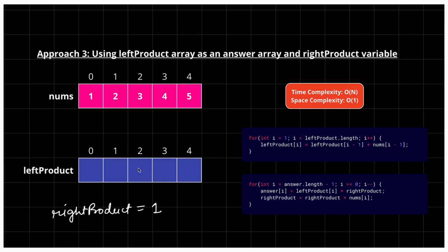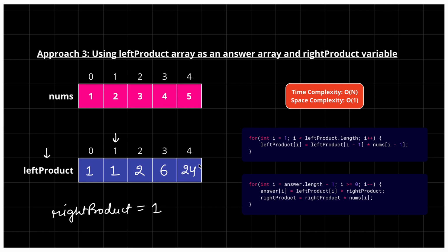Great. And now what I will do, I will first fill this left product. So let's fill this left product in a similar fashion to what I have done in the previous two approaches. Initially this will be set to 1, and now I will start filling it from here, taking the previous value and the previous value from here also. So 1 into 1 will be 1. Then to fill this value, 2 into 1 will be 2. Then to fill this value, 2 into 3 will be 6. And to fill this value, 6 into 4 will be 24.